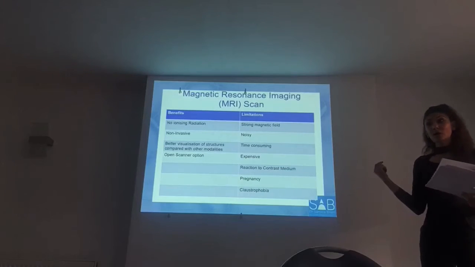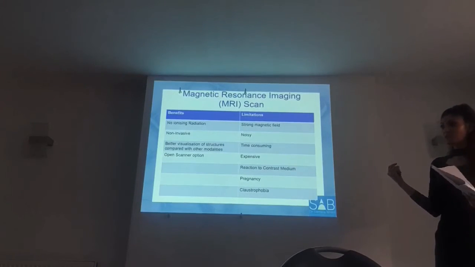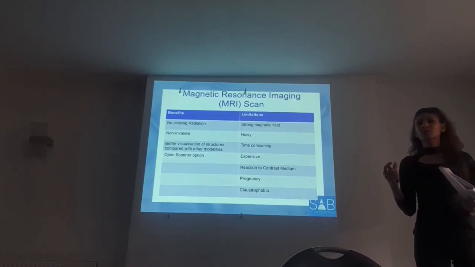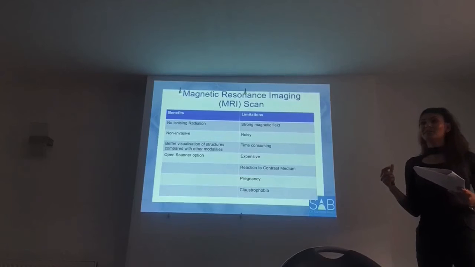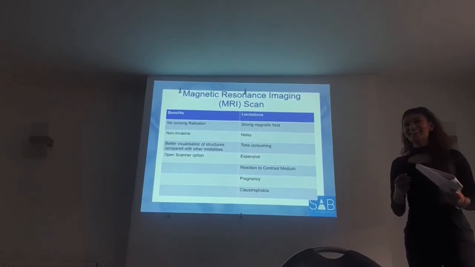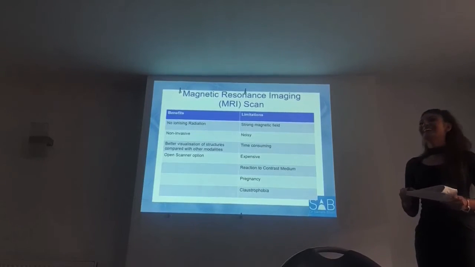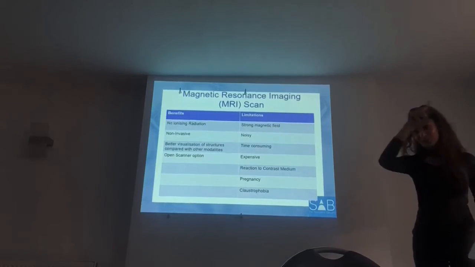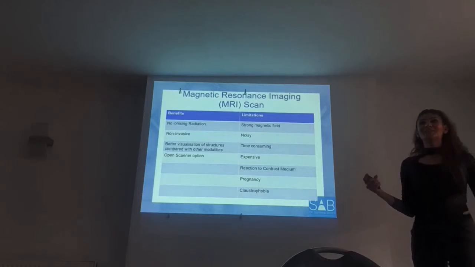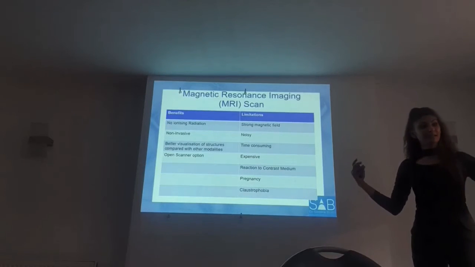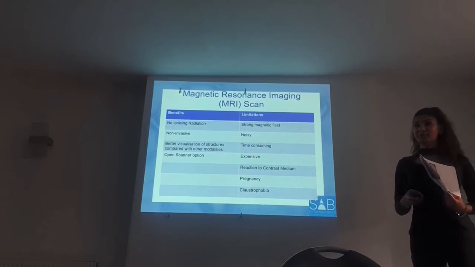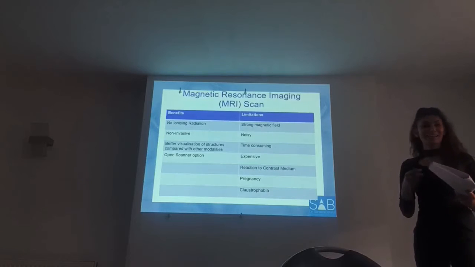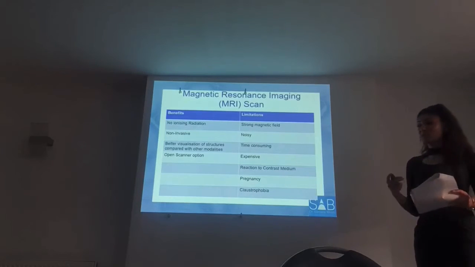But they do have open scanners now. So they are a bit like a CT scanner. Who's had a CT scan? So a CT scan is like a donut. So the new MRI scanners, they're open at both ends, and they're quite spacious as well. They could make it quite airy, quite roomy for people who are claustrophobic.